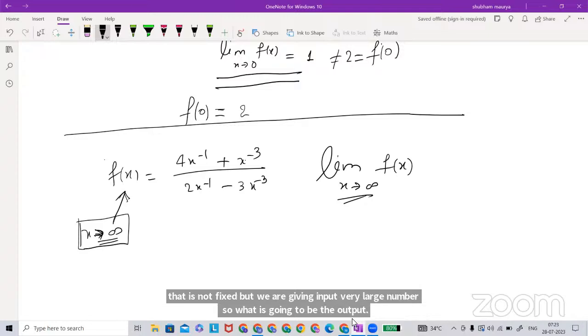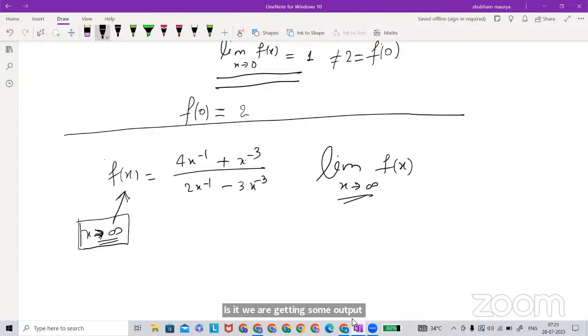Are we getting some output around some fixed number? Is that possible when we are giving a very large number as input? We want that number, around which we will always get the output, whichever large number we substitute here. That is the limit of the function. Okay, is it clear?